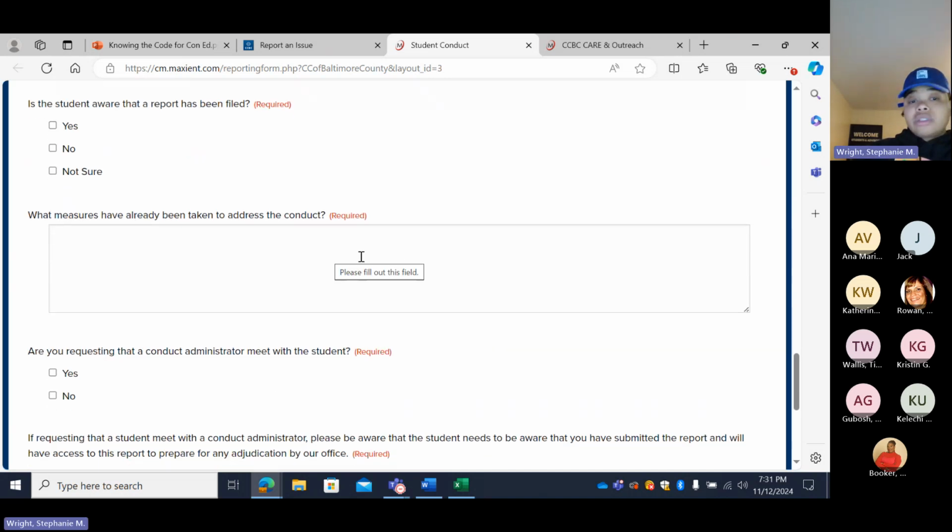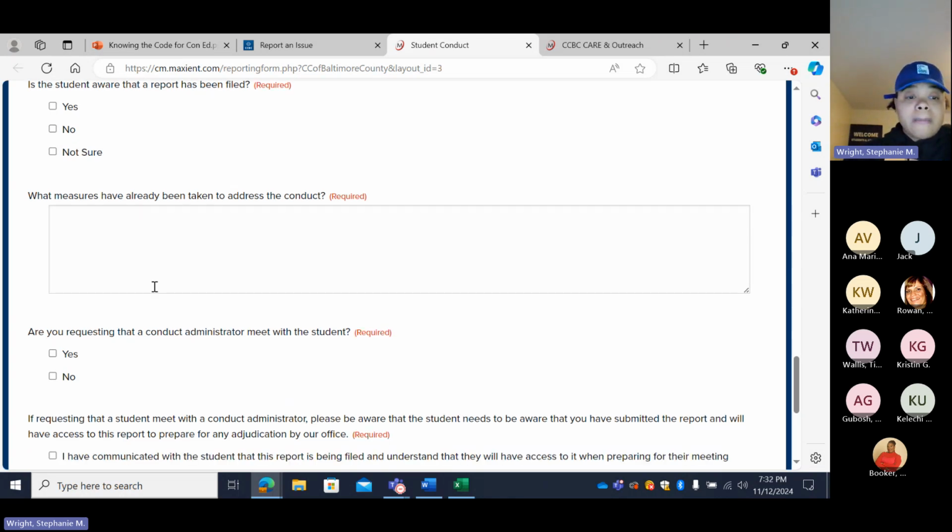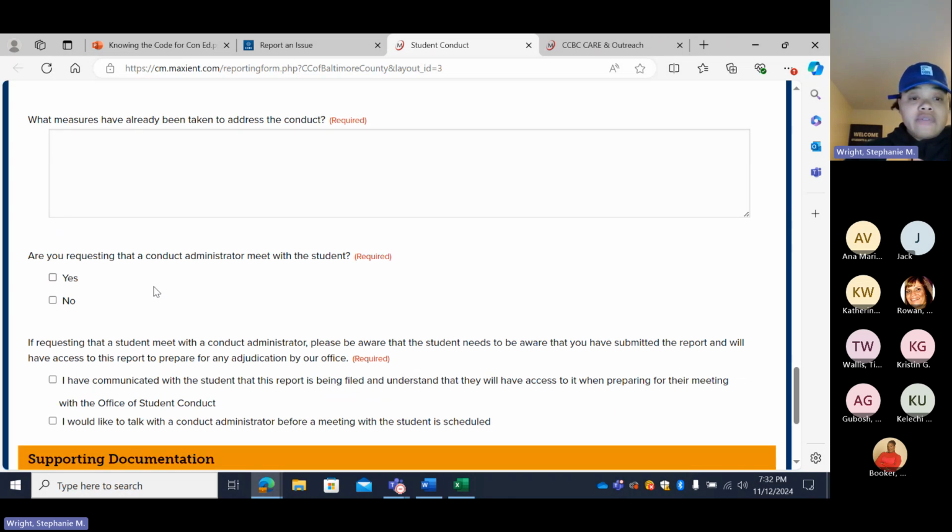Also talk about what measures did you take? Did you need to call public safety? Yes or no? Did you have a prior conversation with this student about the situation? When did you do that? Was there an email attached to that? Go ahead and upload that email to us. Just let us know what you've done in advance of that.